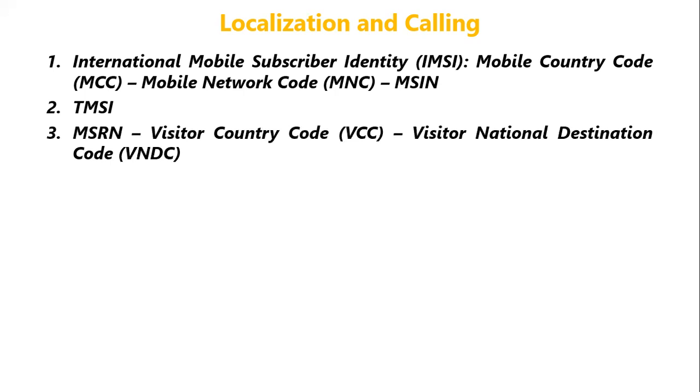The next number that we have is MSRN, which stands for Mobile Station Roaming Number. This is also a temporary address that hides the identity and the location of a subscriber. This is also a temporary number which hides the identity and location of the subscriber. This number is called MSRN.